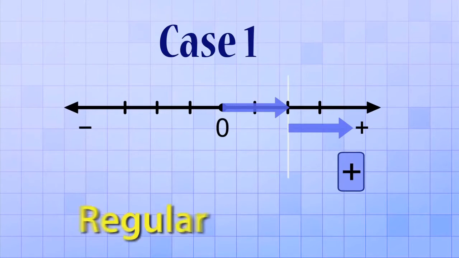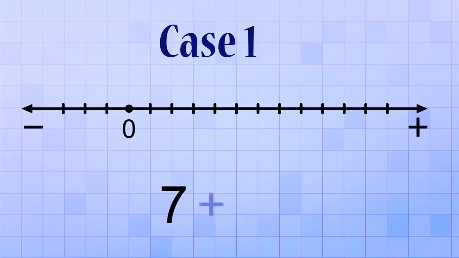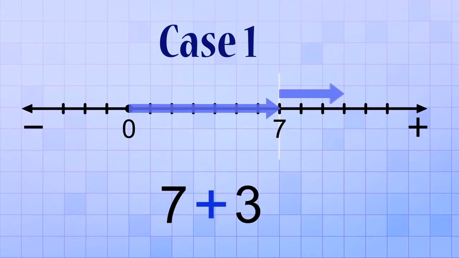That's just what regular addition is. For example, when you have the problem 7 plus 3, you're starting with positive 7, and you're making it more positive by adding positive 3 to it to get the answer of positive 10.